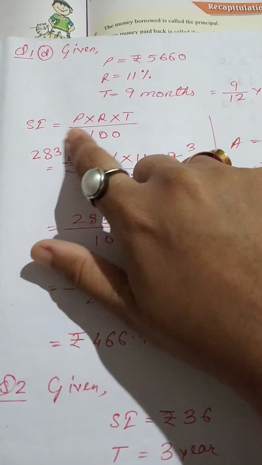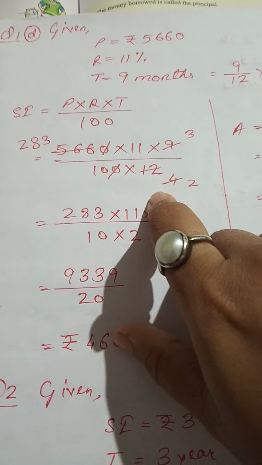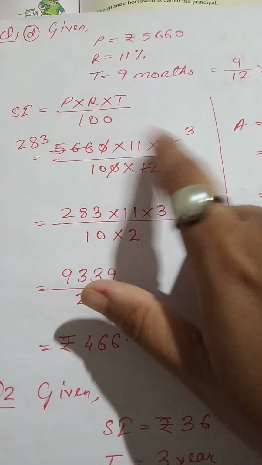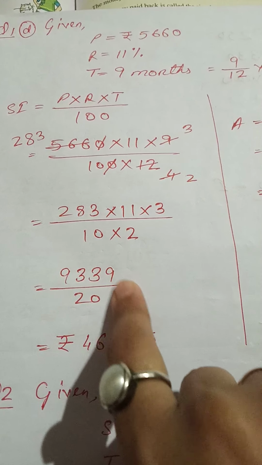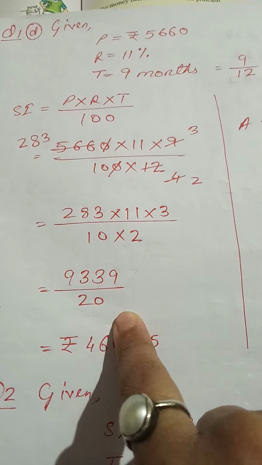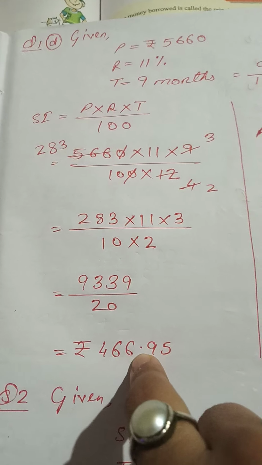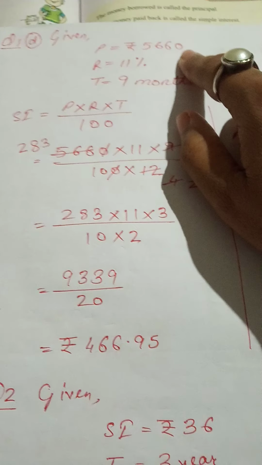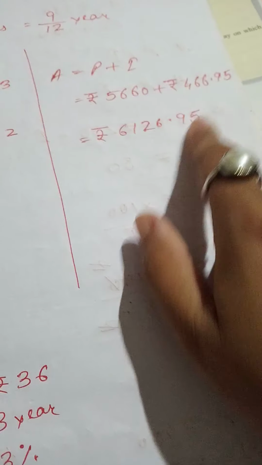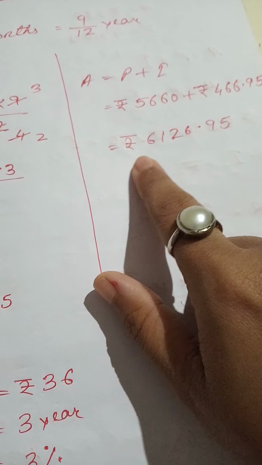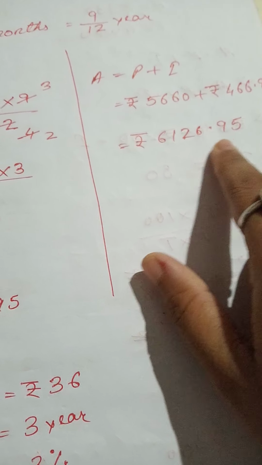Then again we'll write down the formula, we'll put all the values in the required way. Then we'll cancel it. After cancellation we get 9339 by 20. Then when I divide it, we get 466.95. This is our simple interest. This we will add with the principal to get the amount. Okay, so after adding it we get rupees 6126.95. Alright.